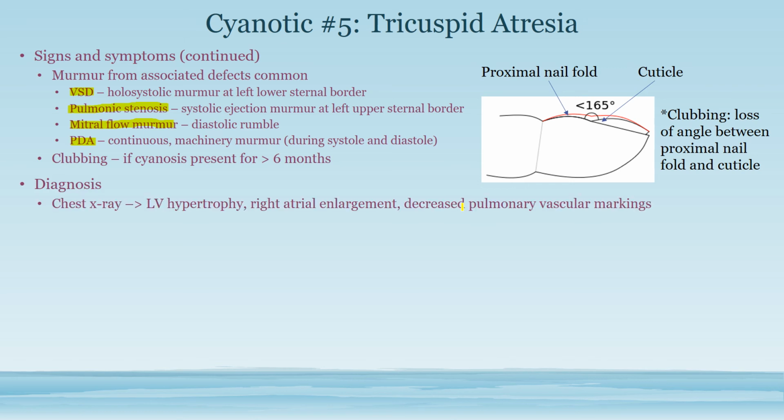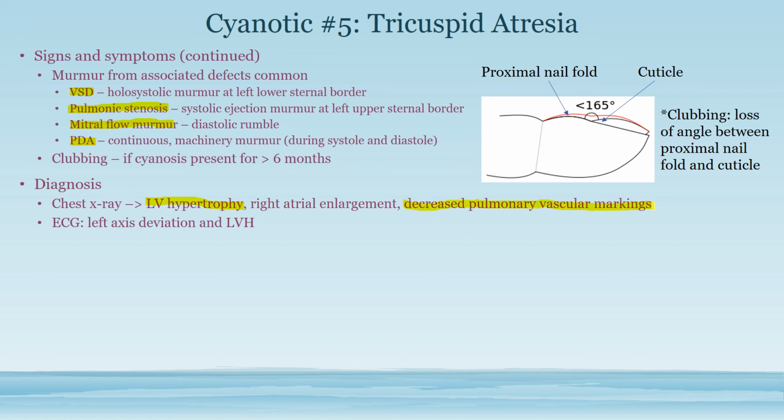So now diagnosis. How are we going to diagnose this condition? Remember, we talked about stabilization of the patient first, then chest x-ray and EKG. Remember, in this condition, unlike most of the others, the left side is the one that's very large. And the right atrium will be enlarged as well because of the excessive blood flow going back to the right atrium from the lungs, and you have decreased pulmonary vascular markings.